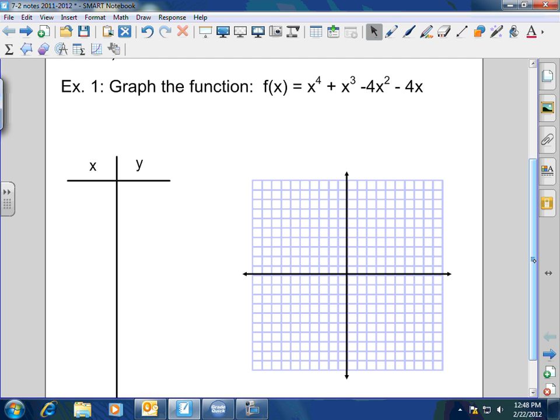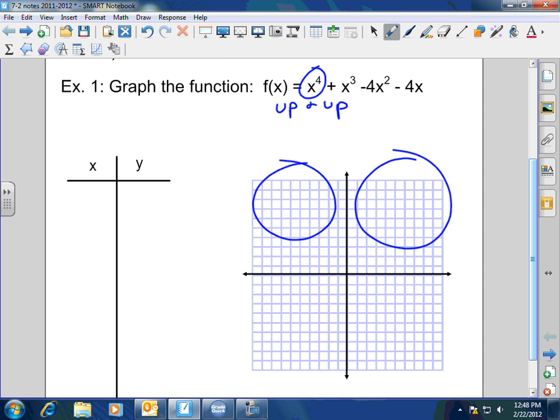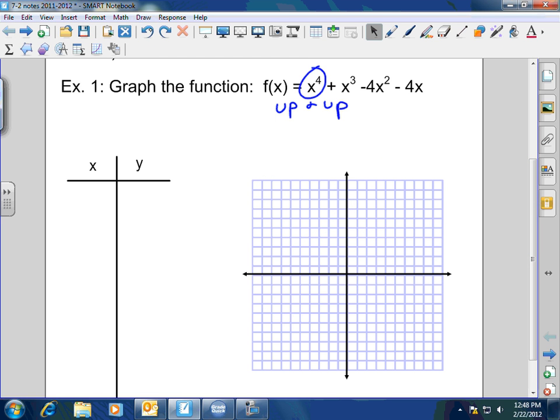We're going to graph the function x to the fourth plus x cubed minus 4x squared minus 4x. One thing we can tell immediately, 100%, is that it's positive and even. So this is going to be an up and up. We know that on both the left side and the right side of this graph, it's going to be pointing up. Does that make sense so far? Pretty easy, right? So we're going to go ahead and plug in some values. I'm going to go negative 2, negative 1, 0, 1, and 2. And let's see what we get here.